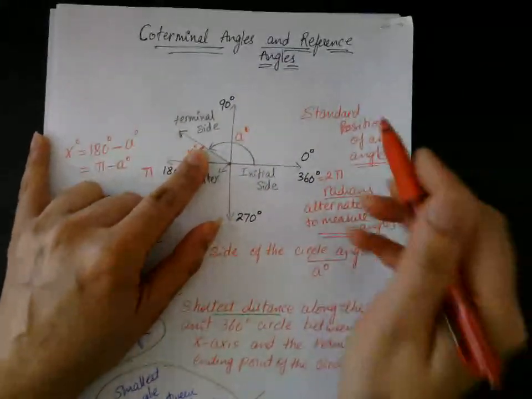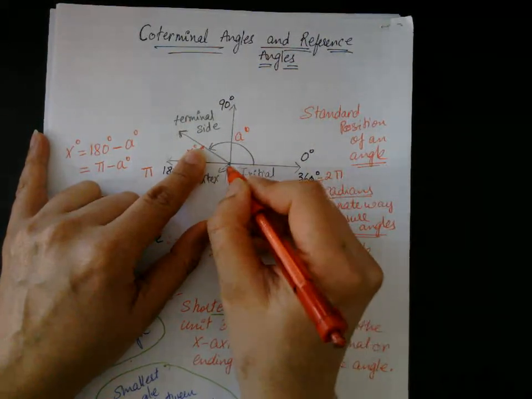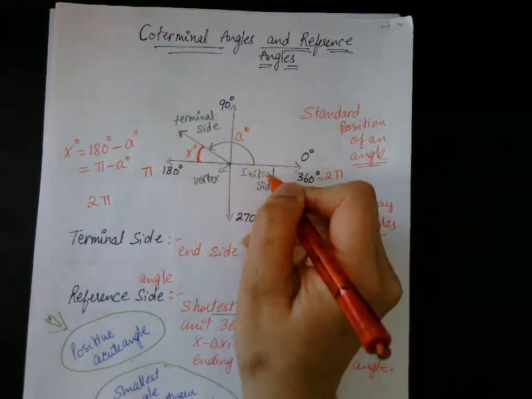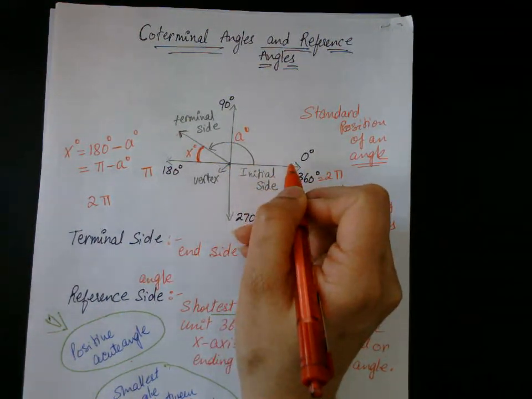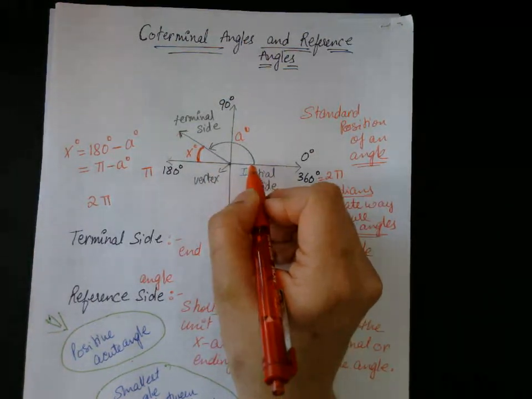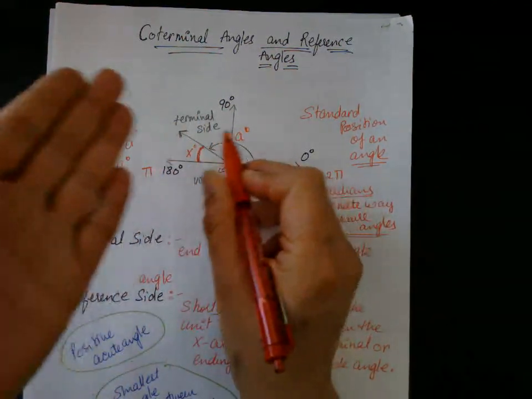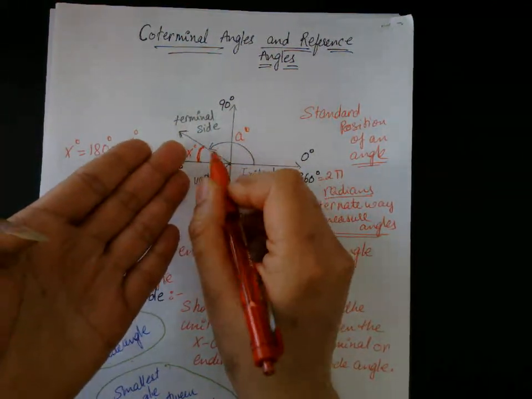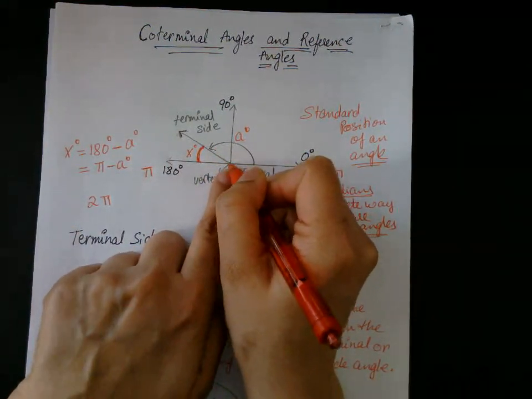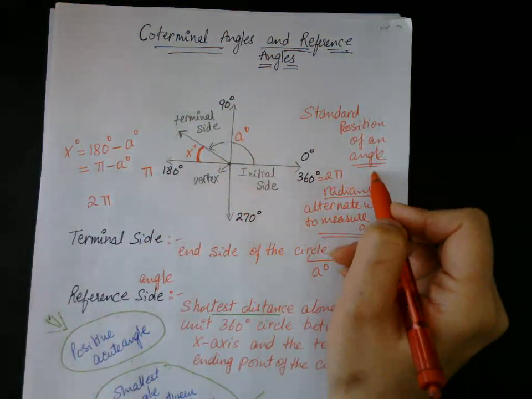Now, the standard position of an angle. Standard position of an angle means the vertex is at the origin and the initial side is on the positive x-axis. This is the positive side of the x-axis, right? When we are starting from the positive side of the x-axis, initiating the angle, and it is forming a vertex at the origin, this position is called the standard position of an angle.